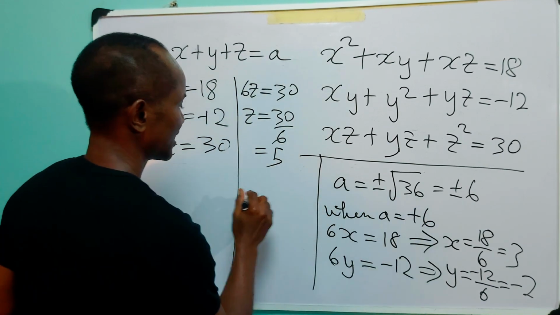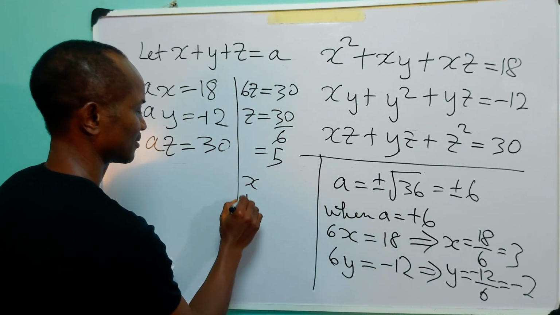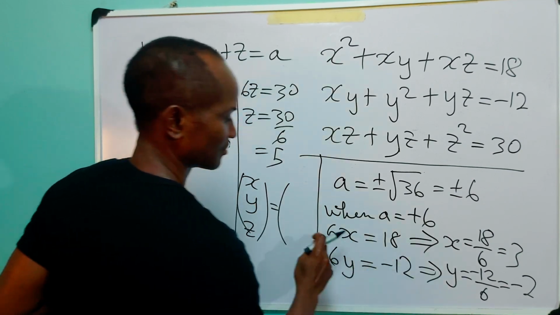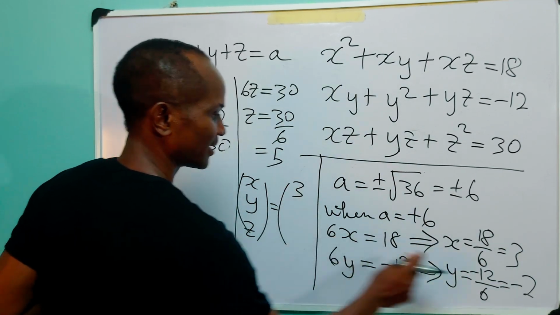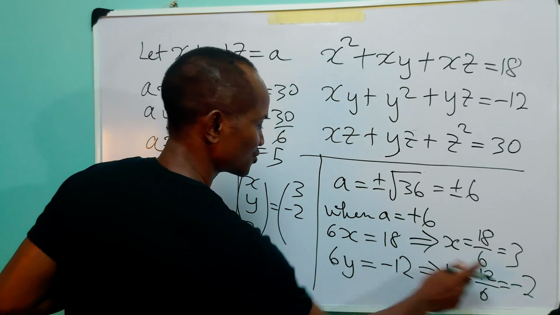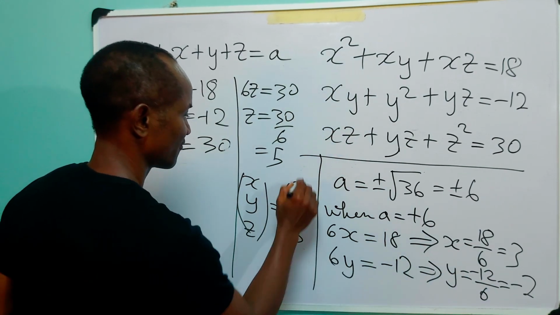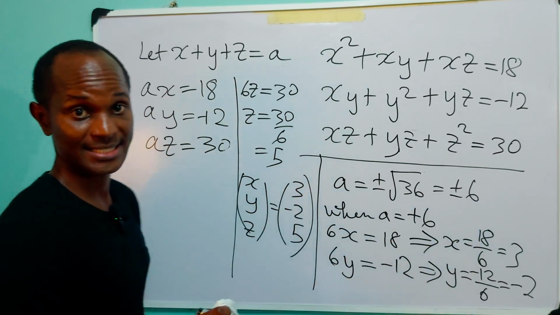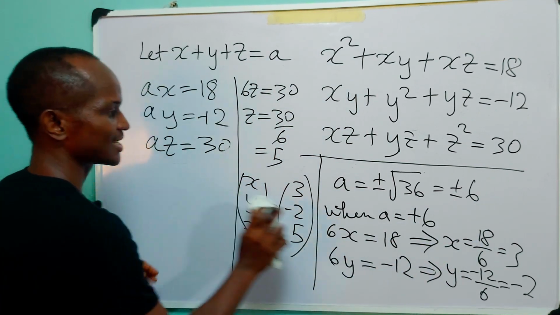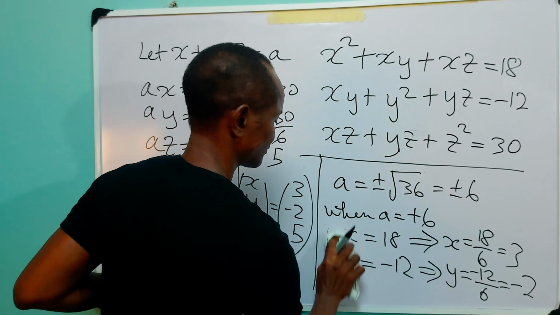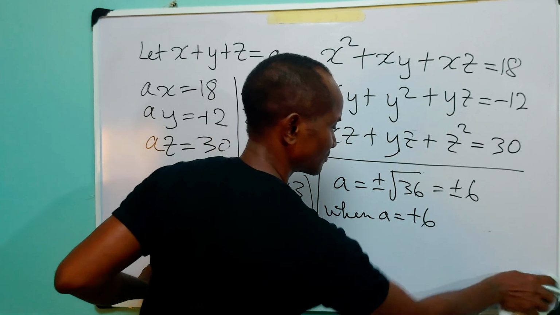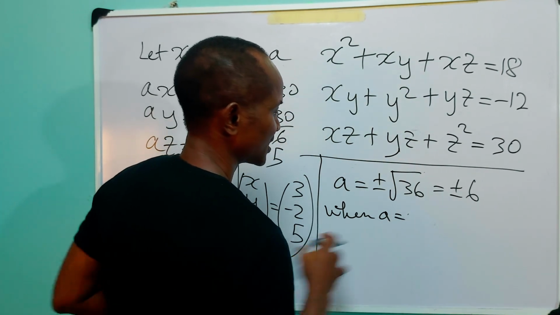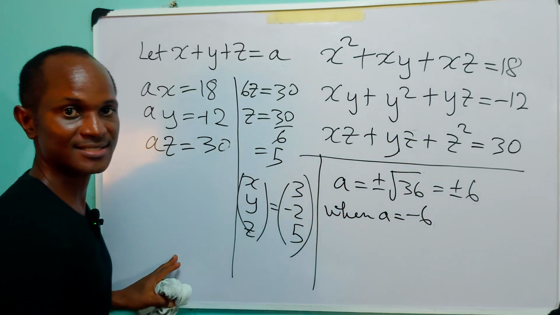So we have that x, y, z is equal to 3, minus 2 and 5 when a is equal to plus 6. Now the second case is when a is equal to minus 6.